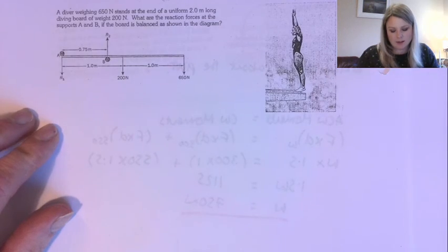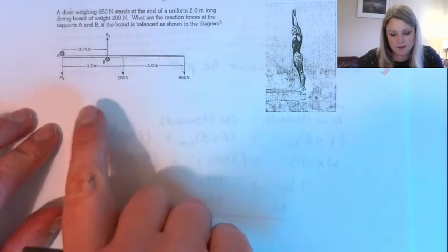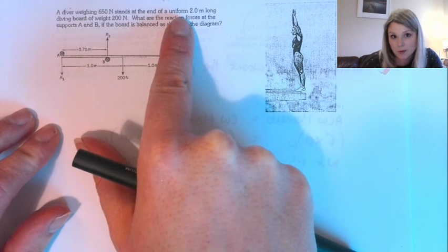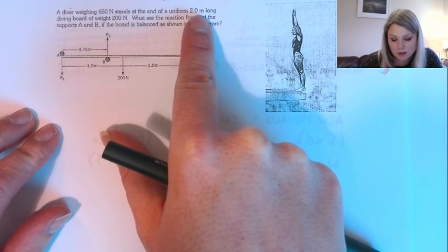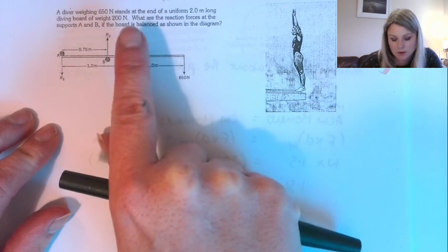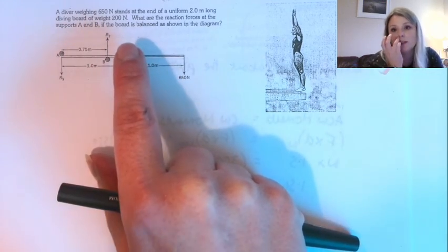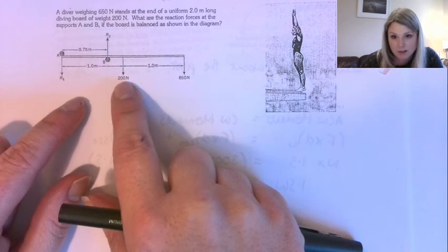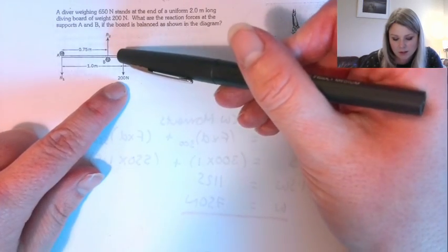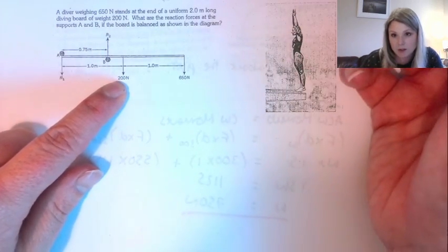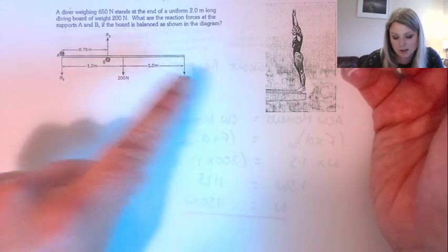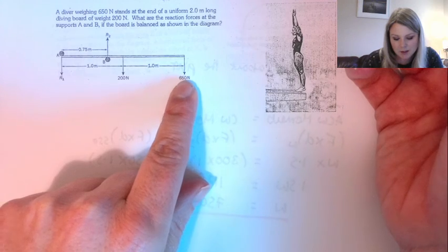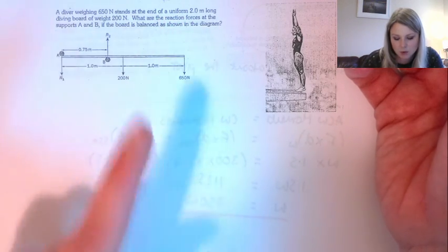Right, let's look at this next one then. A diver weighing 650 newtons stands at the end of a uniform, so the weight's distributed evenly, 2 meter long diving board of weight 200 newtons. Quite often they will tell you that, but they'll not actually mark it on the diagram. They have in this one, so that helps us a fair bit. So there's the weight of the diving board, 200, and because it's uniform, that's 1 meter from either end. There's our diver, 650 newtons right at the end. What are the reaction forces at the supports A and B?